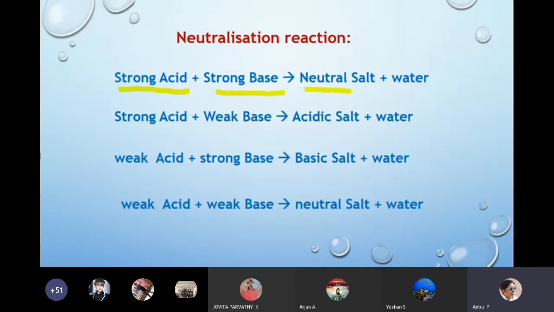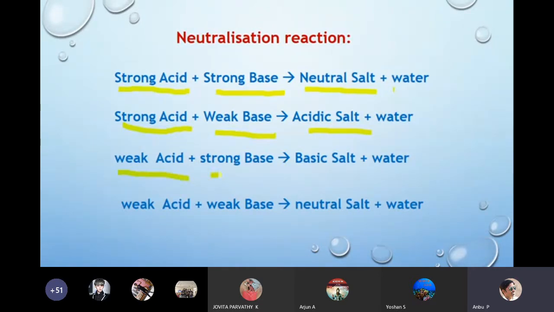Strong acid and weak base is going to form an acidic salt. You know why? Because here the acidic strength is more, it is a strong acid, so it is going to form an acidic salt. Suppose weak acid and strong base, it is going to form a basic salt. Okay, and weak acid and weak base is going to form a neutral salt. So that is how the neutralization reaction takes place.